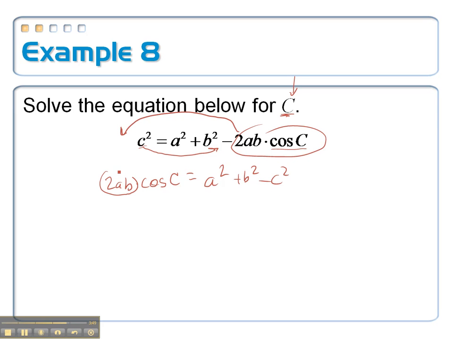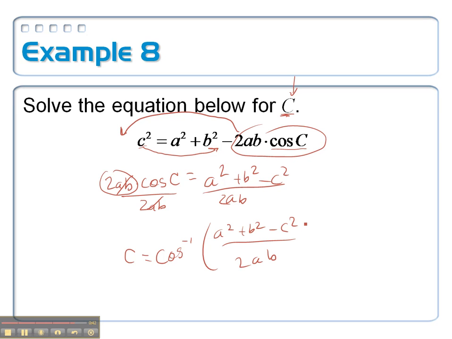This is just a number I'm multiplying times cosine of C, so to get rid of it I divide both sides by 2AB. That gets rid of it. That only gives me the cosine of C. To get C, I have to take the inverse. So C is equal to the inverse cosine of everything you see over here, A squared plus B squared minus C squared, all over 2AB. So these are the steps that you would do in order to work backwards and find an angle measurement using the law of cosines rather than a side.